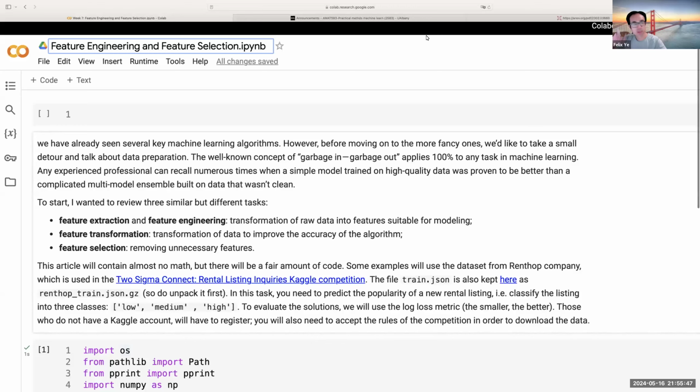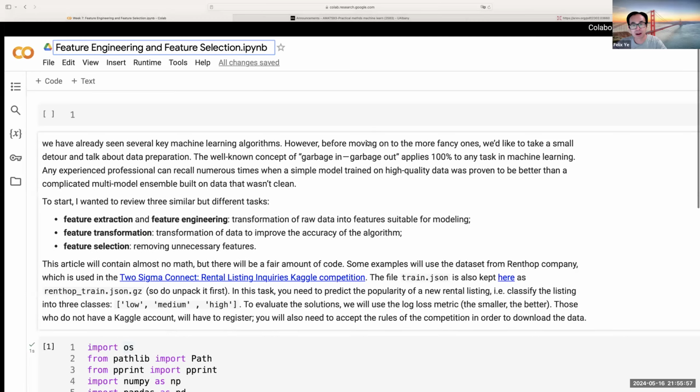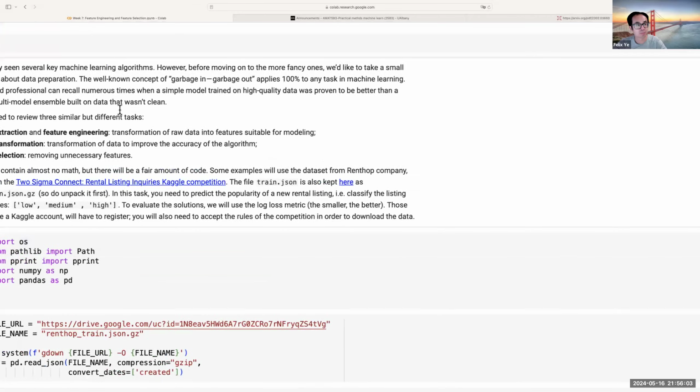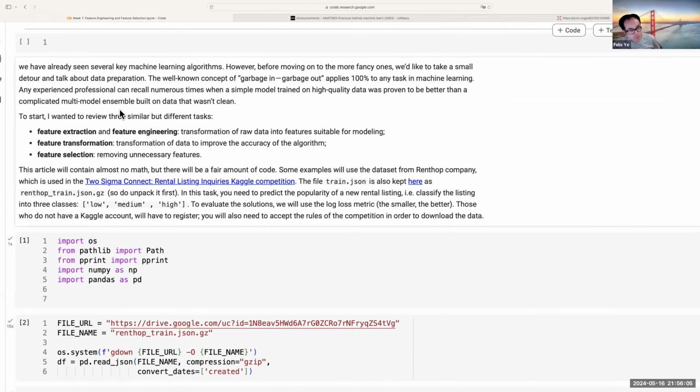Okay, so today we're going to talk about feature engineering, feature transformation, feature selection, and how to use programs to actually implement this. We're going to use a bunch of examples to illustrate these concepts and demonstrate that this is very important. Otherwise you are getting garbage in, garbage out, and you have to process and clean the data properly.